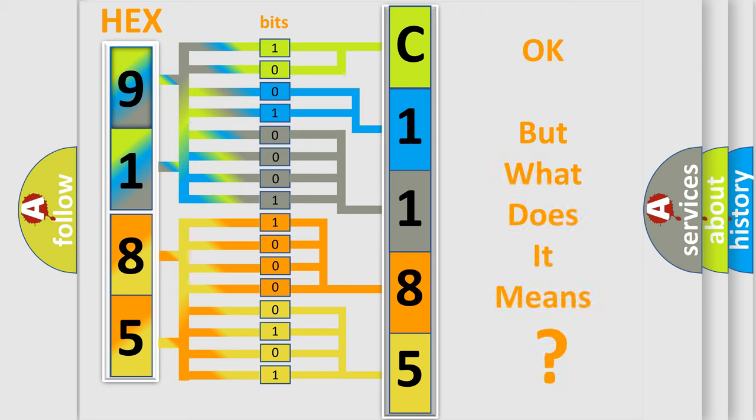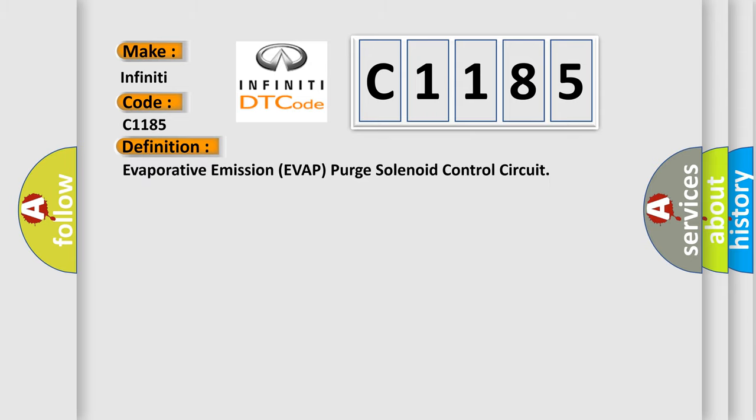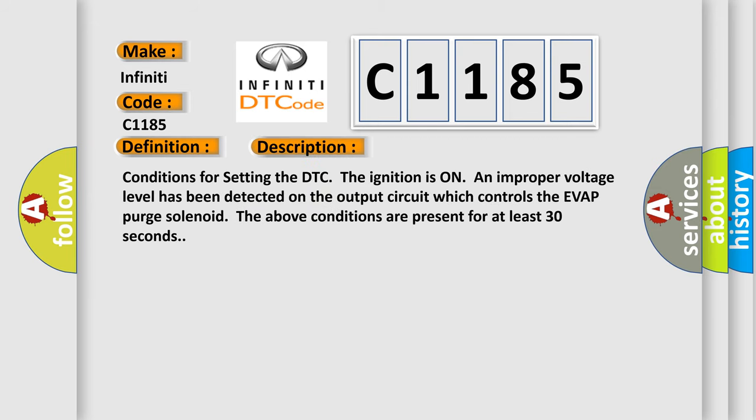The number itself does not make sense to us if we cannot assign information to what it actually expresses. So, what does the Diagnostic Trouble Code C1185 interpret specifically for Infiniti car manufacturers? The basic definition is evaporative emission EVAP purge solenoid control circuit. And now this is a short description of this DTC code.